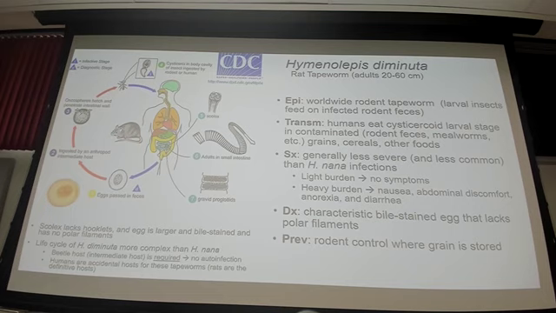Because there's no risk of hyperinfection, you need an intermediate host. These tend to be milder infections than Hymenolepis nana. If you do have a heavier burden, you might get symptoms like nausea, abdominal discomfort, like normal tapeworm symptoms.